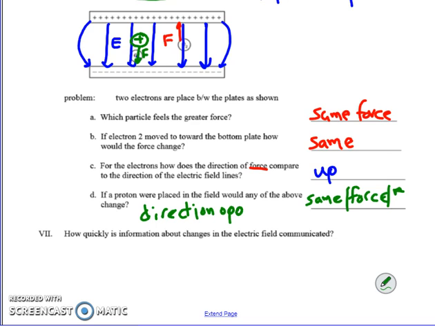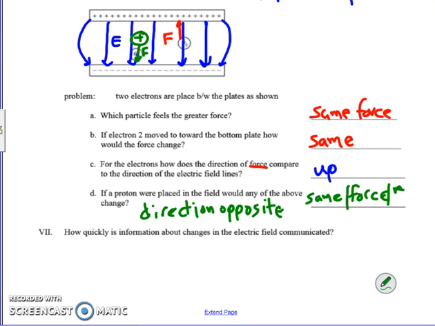How about the acceleration? If the force is the same magnitude, is the acceleration going to be the same magnitude? The answer is no, because they're not the same masses. Remember, acceleration depends on inertia. A proton has a lot more inertia, so it would have a lot less acceleration. That's something you want to be aware of.